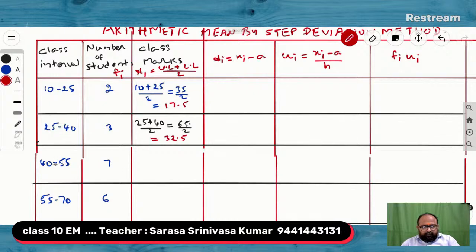Next, 40 to 55. For 40 to 55 class interval, we can find 40 plus 55 by 2, equal to 95 by 2, which equals 47.5. So this one is 47.5. We have found it.